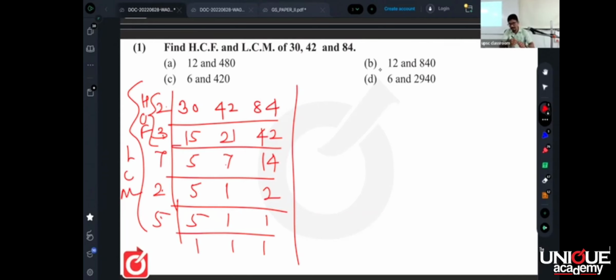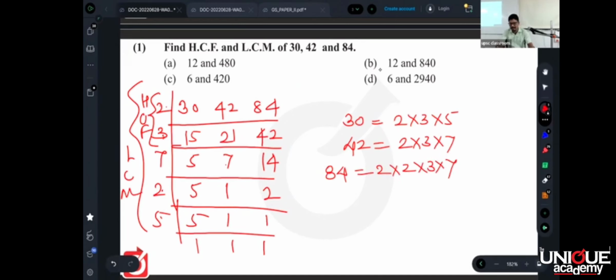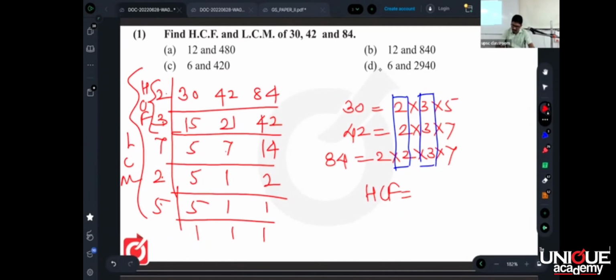So I think they did separate factorizing. They factorize separately. So 30 is 2 into 3 into 5, 42 is 2 into 3 into 7, and 84 is 2 into 2 into 3 into 7, right? So the factors common to all numbers are 2 and 3. So the HCF is 2 into 3, that is 6. Now the uncommon factors remaining in those three numbers are 5 in the first number, 7 in the second number, and 2 and 7 in the third number.